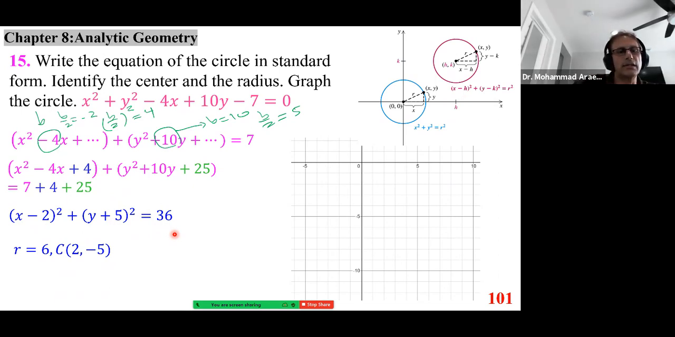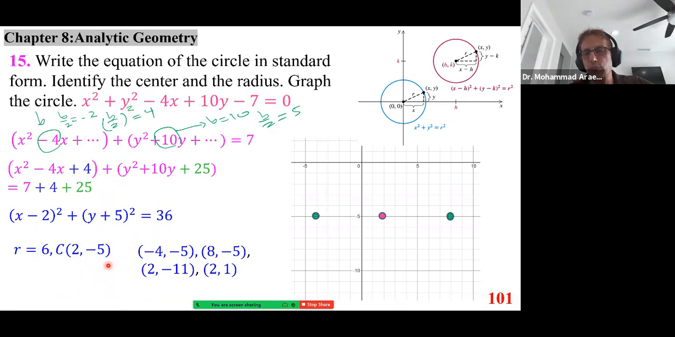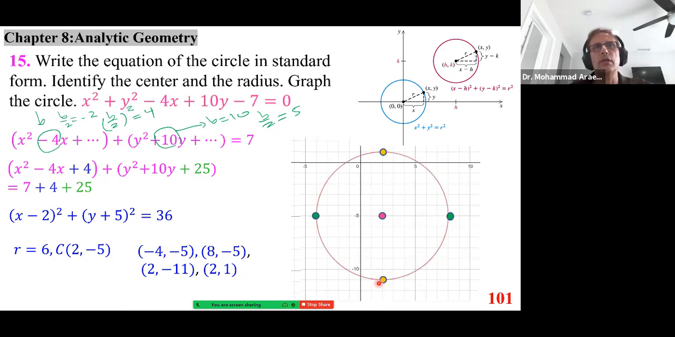Again, look at the center. We are going to go r units to the right. That means look at the x. We add 6, we subtract 6. We're going to go r units up and down. So -5, add 6, subtract 6. It gives us those 4 points. So starting from the center, go r units to the right, r units to the left, r units up, r units down, and there you have it. We do the drawing, and practically we are done.